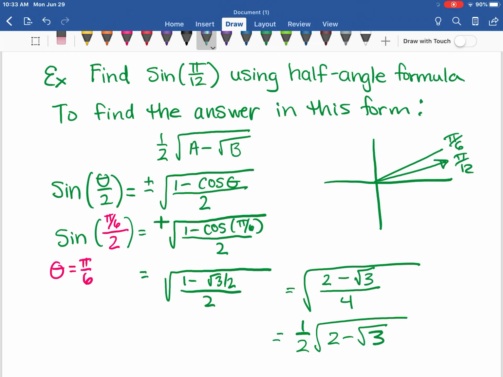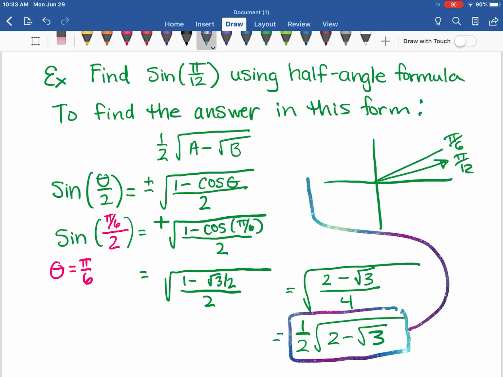So now if you notice, we have it written in the form that the question is asking for, and I can identify what my values are for A and B. A would be 2, and B would be 3.